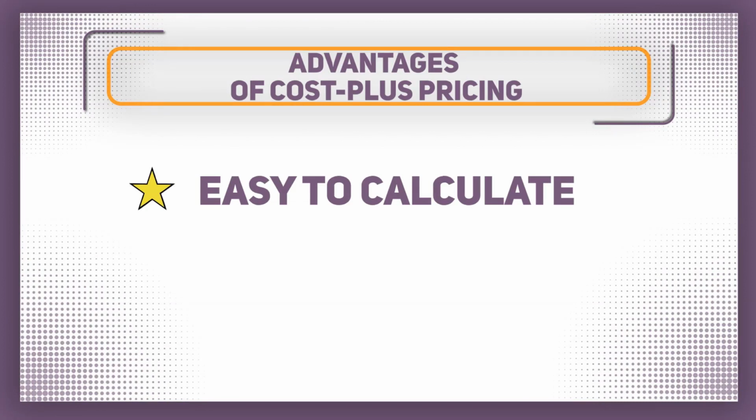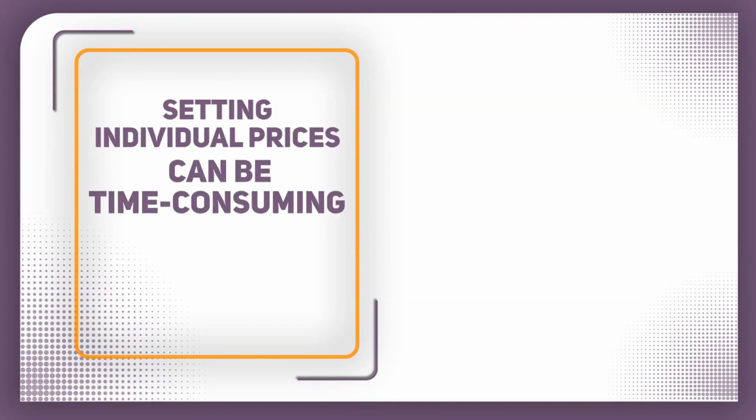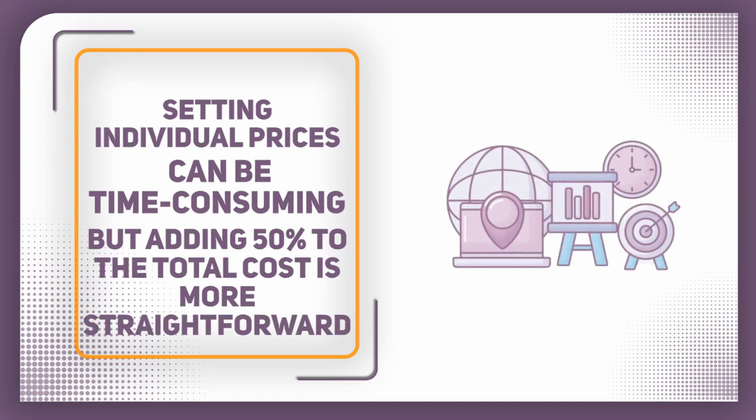Take as an example a restaurant. They may serve nearly 100 dishes. Setting individual prices for each dish based on its popularity can be time consuming, whereas adding on 50% to the total cost of each dish is much more straightforward. The time saved here by the restaurant owner could be used to focus on other aspects of their business, for example, improving customer awareness.